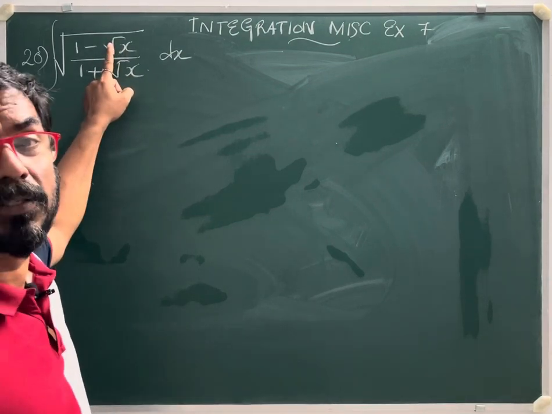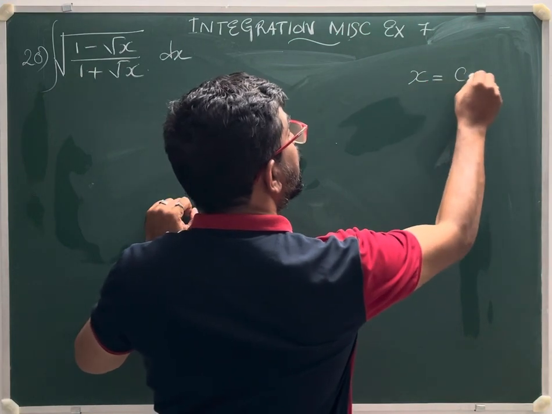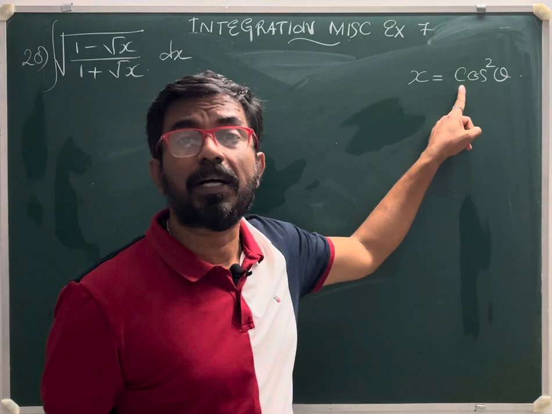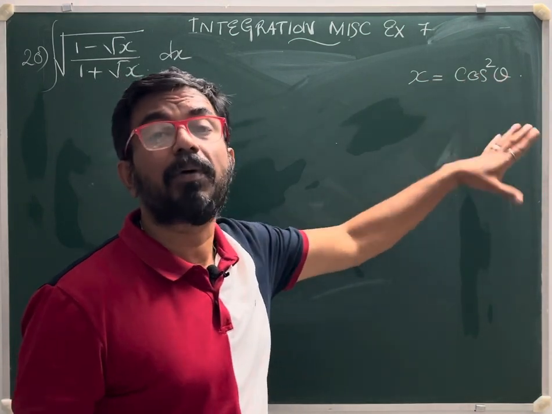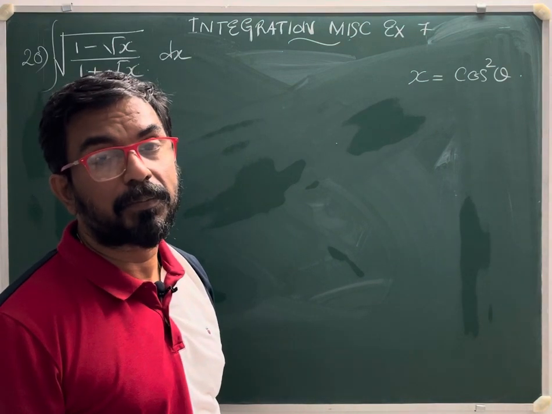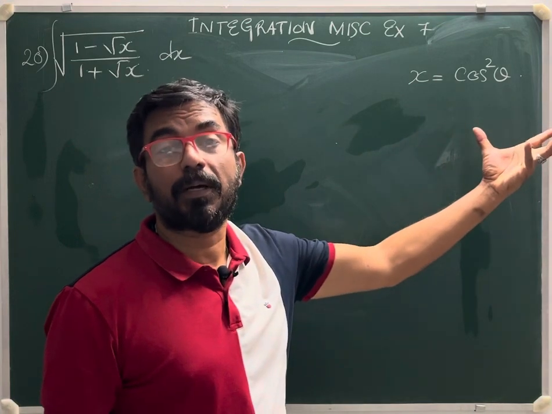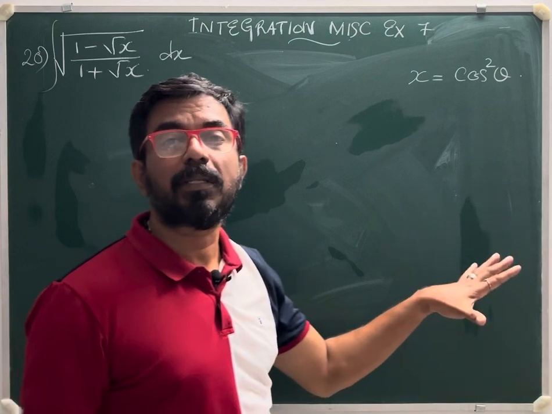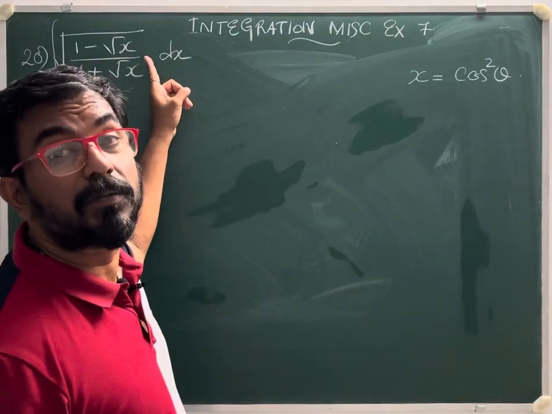We will get rid of this square root by substituting x as cos square theta. Why do I choose cos square theta? If you ask me, I will say (1 minus cos theta) by (1 plus cos theta) is tan square theta by 2. Because 1 minus cos theta is 2 sin square theta by 2, and 1 plus cos theta is 2 cos square theta by 2. 2 cancel, it will become tan square theta by 2. Then I can get rid of this square root.